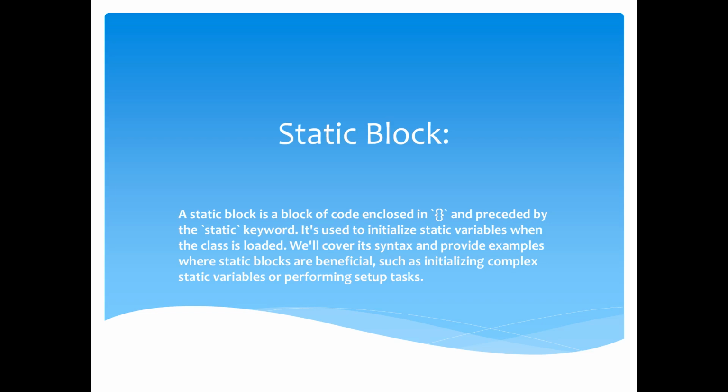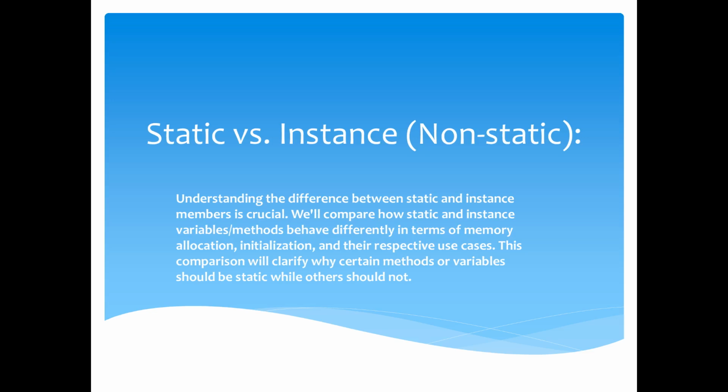Static block. A static block is a block of code enclosed in braces and preceded by the static keyword. It's used to initialize static variables when the class is loaded. We'll cover its syntax and provide examples where static blocks are beneficial, such as initializing complex static variables or performing setup tasks.